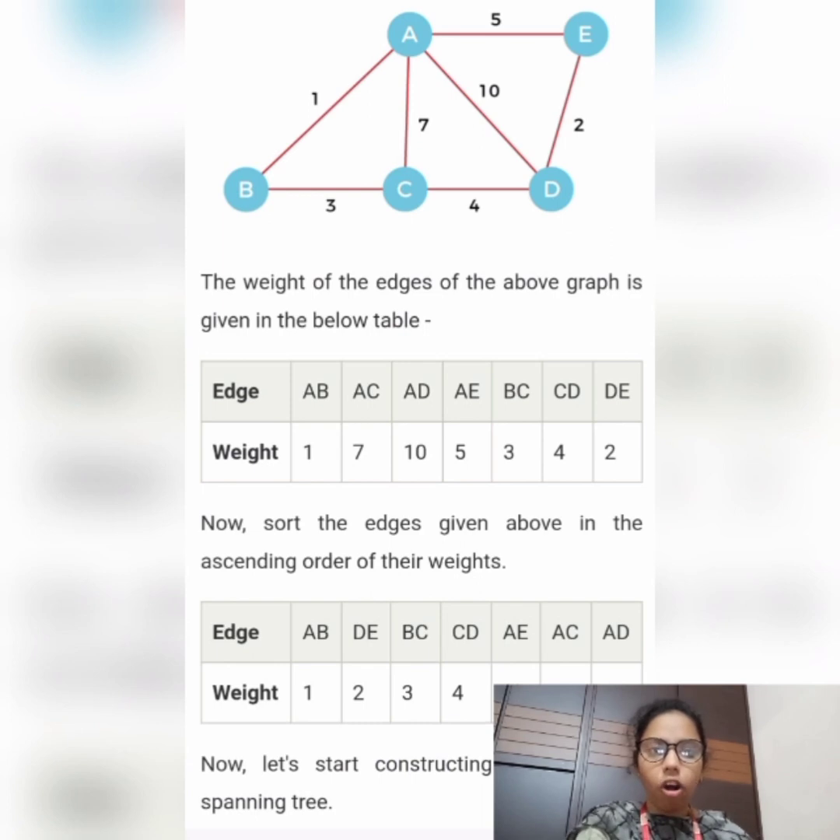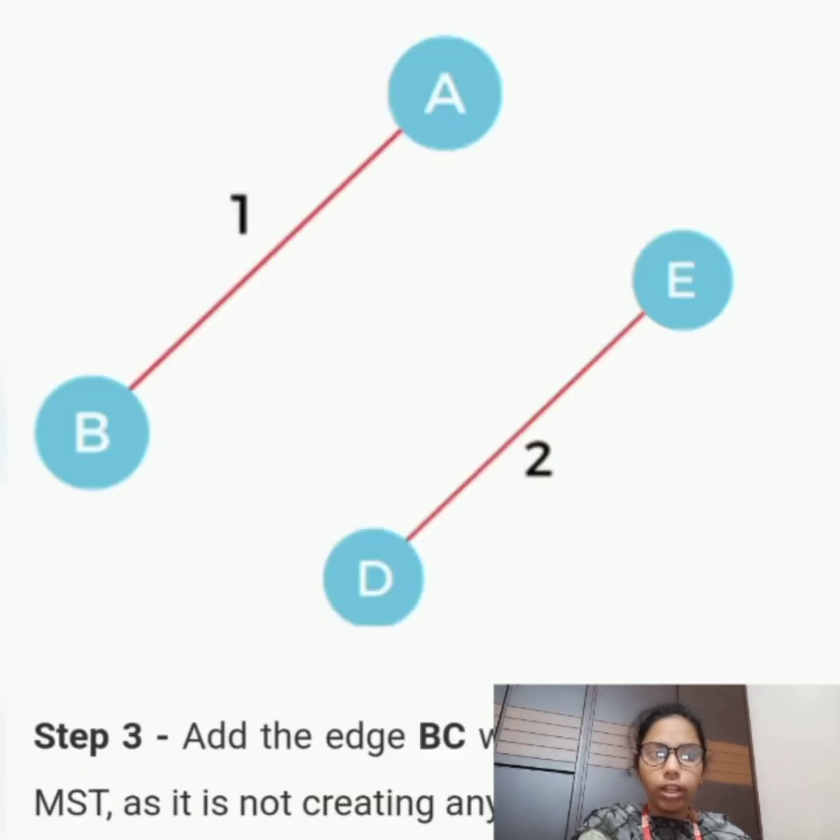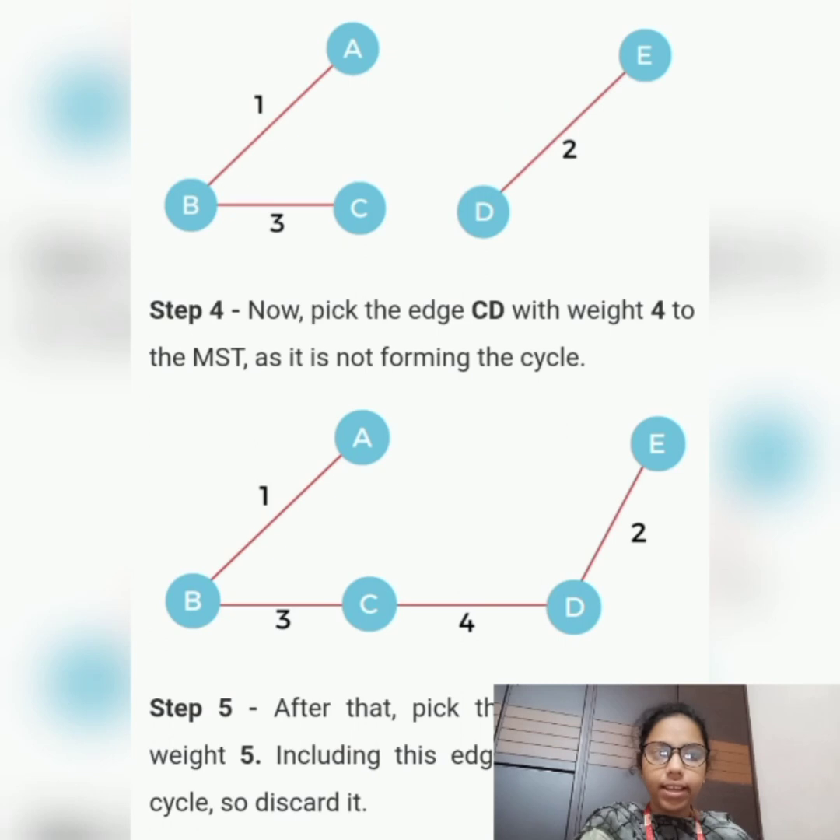But let us see if all of them will be added to the spanning tree or only some of them, because some will be rejected if they form a cycle. In step 1 we add edge AB with weight 1 to the minimum spanning tree. It is selected because it does not form any cycle. In step 2 add DE with weight 2, and it will also be selected because it is not creating a cycle. Now BC with weight 3 will be added to the minimum spanning tree, and it is also added because it does not form any cycle.